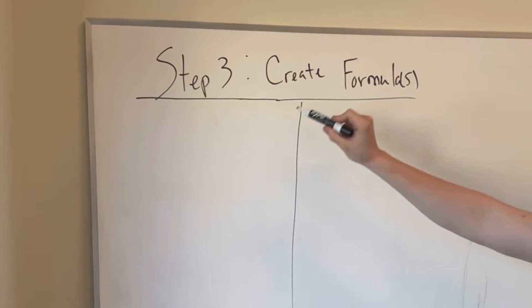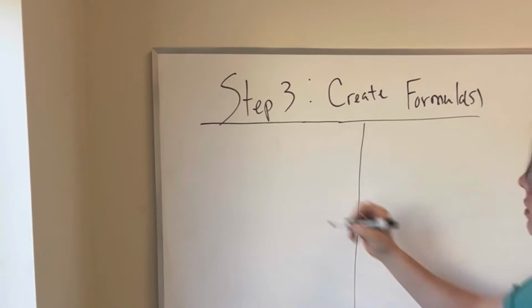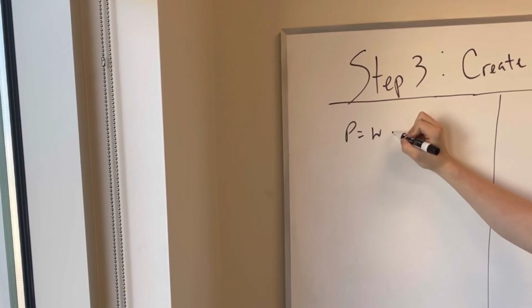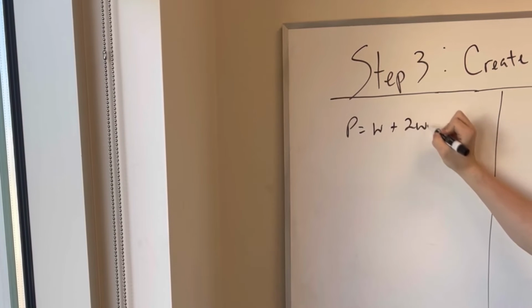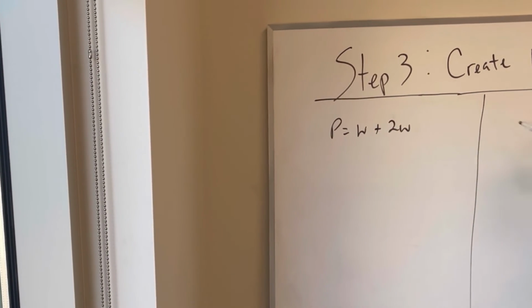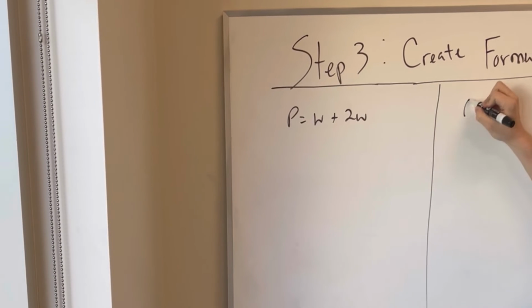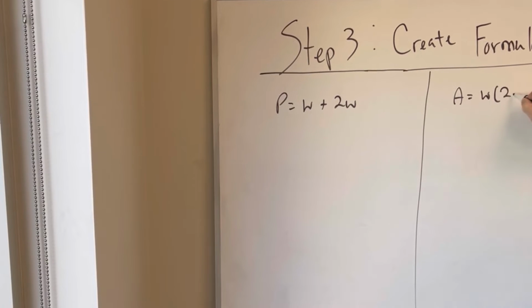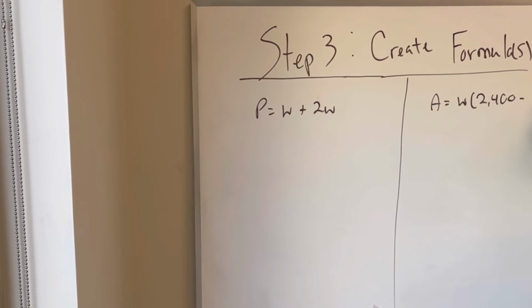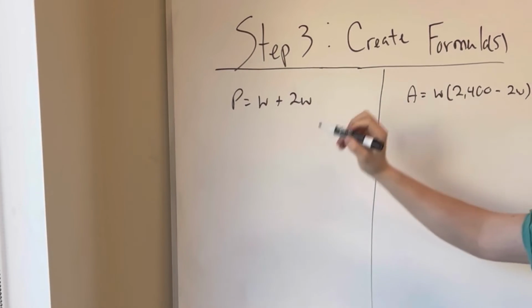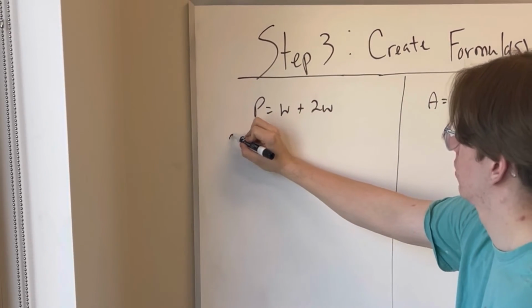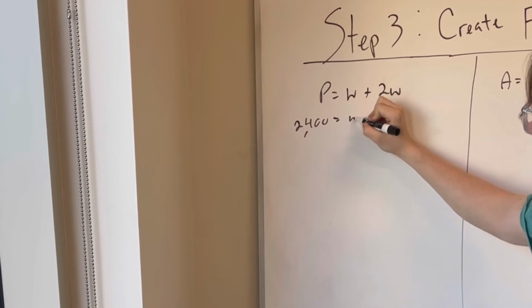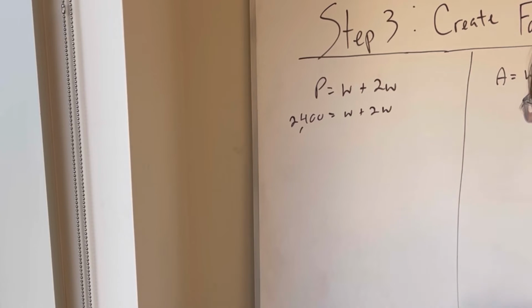So step 3 is creating formulas. We're going to be using 2 formulas. Perimeter: to find out the dimensions of each side, which is going to be represented by W, the longest side, plus 2W, the 2 shorter sides. And then our other formula will be our area formula from earlier, which is A equals W times 2,400 minus 2W. And perimeter will also be 2,400 equals W plus 2W.